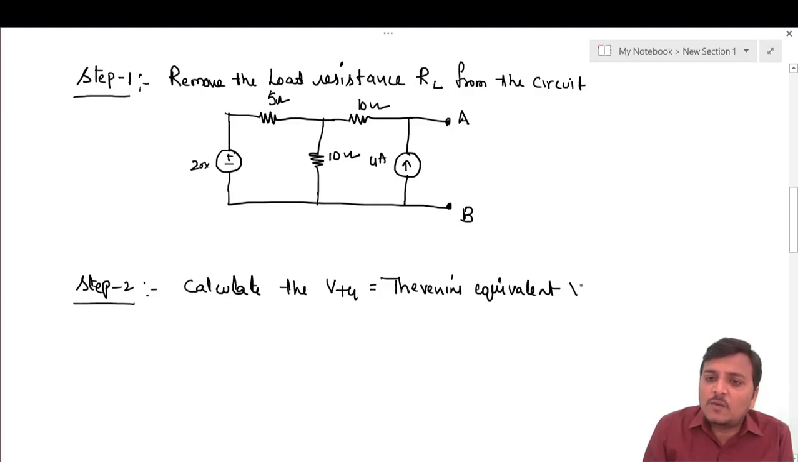Thevenin's equivalent voltage at terminals A and B. So what is the meaning of step 2?